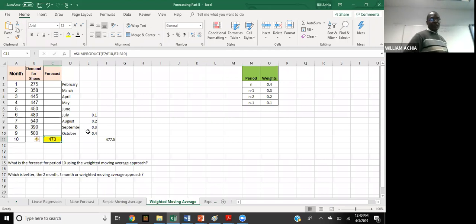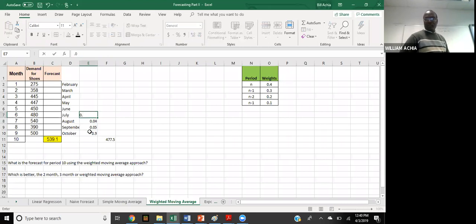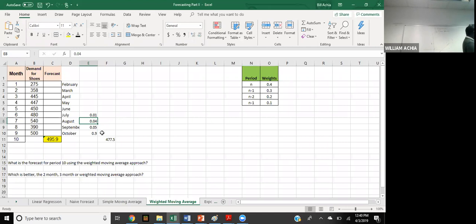So if I wanted my October to be almost what my forecast is going to be and everything else to be much smaller, 0.05, 0.04, 0.01. Okay, you notice because I put so much weight on October, that closely approaches what I have for October. So the weighted average enables you to play around and assign weights to what you feel. And there is some subjectivity to this. The forecaster has to determine what exactly is the weight that you're going to put on a given period. Okay. So that's the weighted average approach.